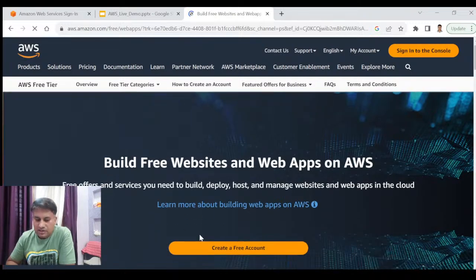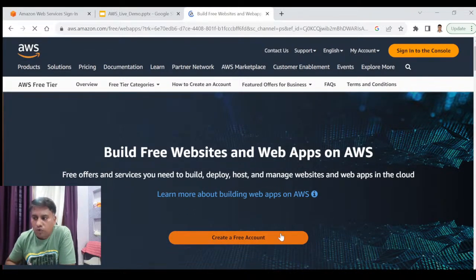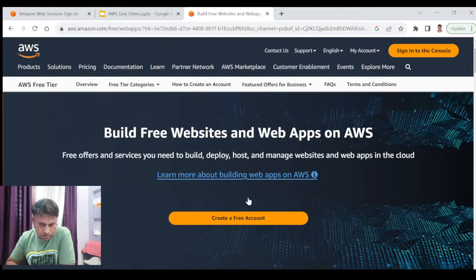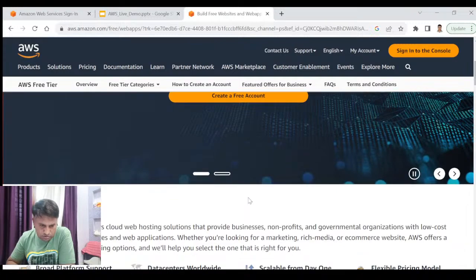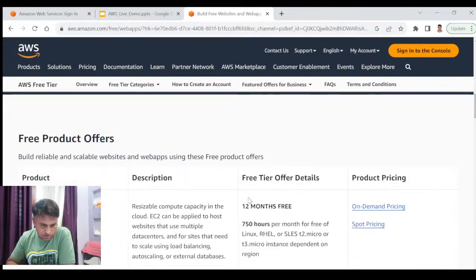As you can see here, create a free account. But before creating the free account, I would say you go through this link, learn more about building web apps. Not exactly this, actually. Just hold on, there were some links yesterday.